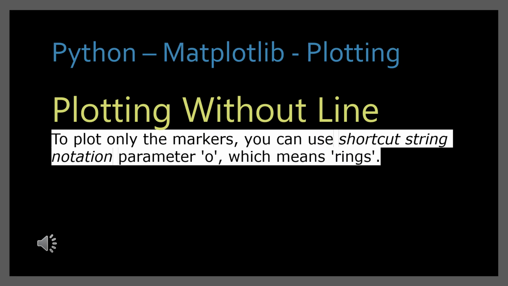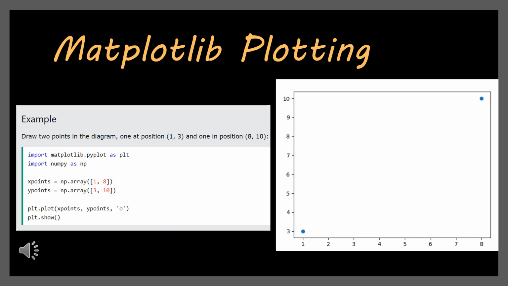Is it possible to plot without a line? Yes, it is possible. To plot only the markers, we can use the shortcut string notation parameter O, which means rings. The code is the same as the previous one.